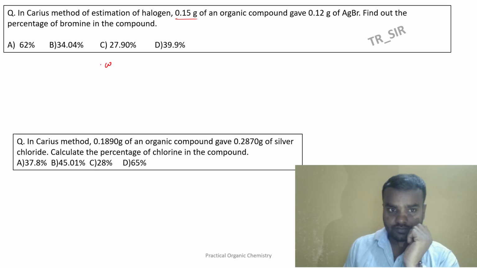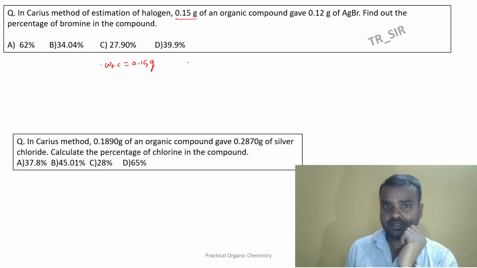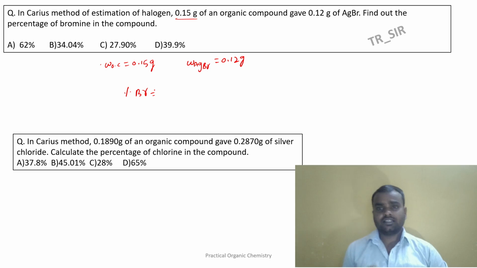So what have they given? The weight of the organic compound they have given us is 1.15 grams. The weight of AgBr, how much have they given? 0.12 gram. Right? They are asking for the percentage of Br now. Most important, guys. Recently JEE also had a question on this.